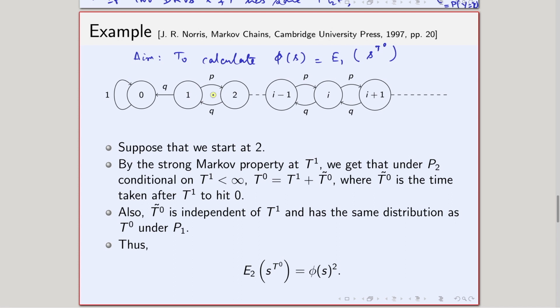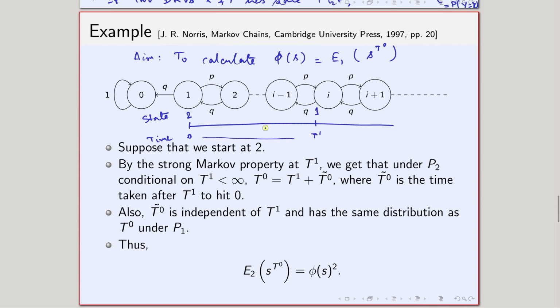So suppose this is time 0, and at time 0 the state is 2. As I mentioned, to go from 2 to 0 I have to go via 1, which means starting from 2, first I have to hit 1, and suppose for the first time I hit 1 at time T1, which is our standard notation. So here the state is 1. From state 2 I start at time 0, and at time T1 I hit state 1 for the first time.